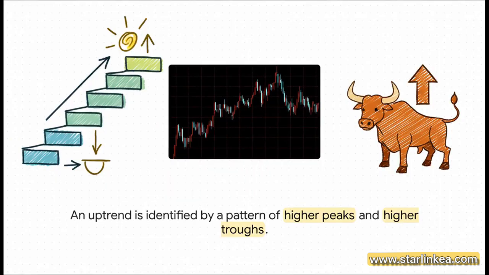Take a look at this chart. This is your classic uptrend. You see that stair-stepping motion going up? Each peak is higher than the one before it. And just as important, each valley or trough is also higher than the last. This is the unmistakable sign of positive, bullish momentum.